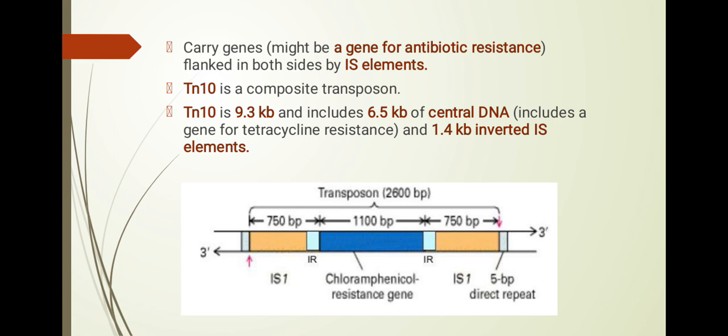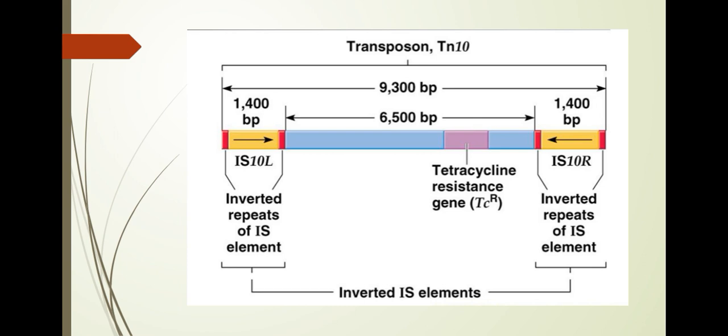They carry genes, might be a single antibiotic resistance gene, flanked on both sides by IS elements. Tn10 is a composite transposon. Tn10 is 9.3 kb and includes 6.5 kb of central DNA, including a gene for tetracycline resistance, and 1.5 kb inverted IS elements. Transposon: chloramphenicol resistance gene, 5 bp direct repeat. Transposon: inverted repeats of IS element, tetracycline resistance gene, inverted repeats of IS element.